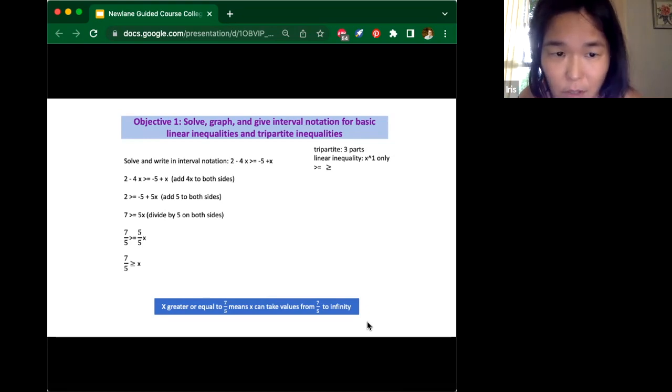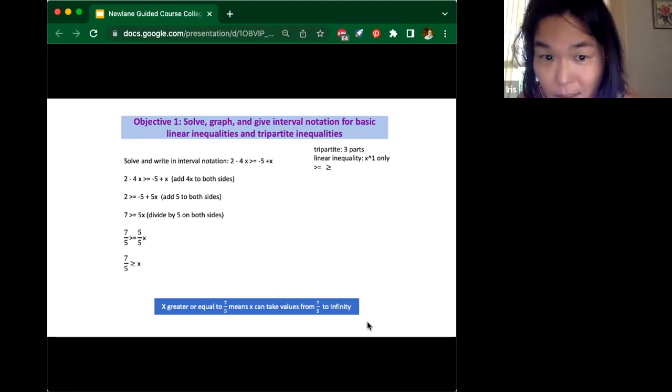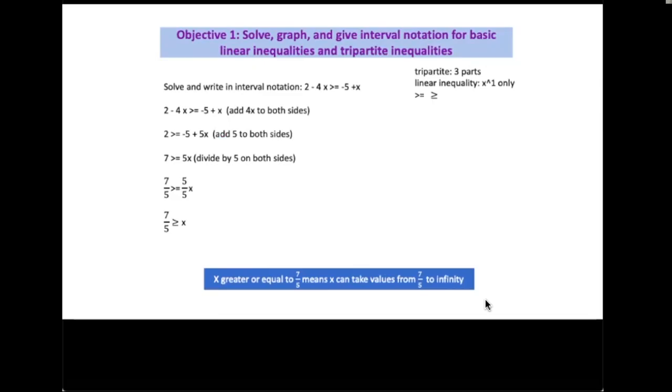Yeah. So for example, I added 4x to both sides. So 2 minus 4x plus 4x became just 2 on the left side. And minus 5 plus x plus 4x became minus 5 plus 5x. Is that okay for everyone?